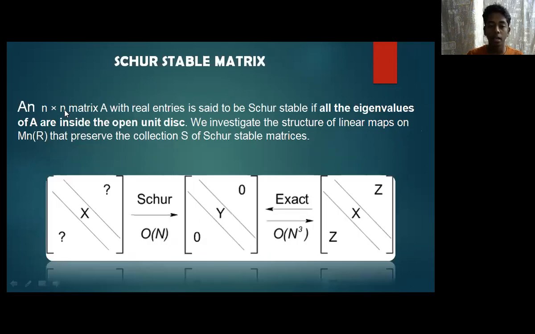Stable matrix. An n by n matrix A with real entries is said to be a Schur stable matrix if all the eigenvalues of A are inside the open unit disk. We investigate the structure of linear maps on the Schur stable matrix that preserve the collection S of Schur stable matrices. This is how the values are inside the open unit disk. So these x and y are inside the open unit disk. So this is how a stable matrix looks like.